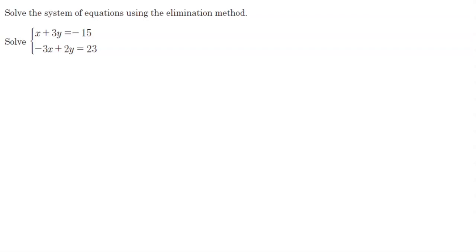Hey everyone, so in this problem we're going to solve the system of equations using the elimination method. We have x plus 3y equals negative 15 and then negative 3x plus 2y equals 23. Now one thing that we notice is we don't have opposites. The coefficient of x is 1 and negative 3, the coefficient of y is 3 and 2.